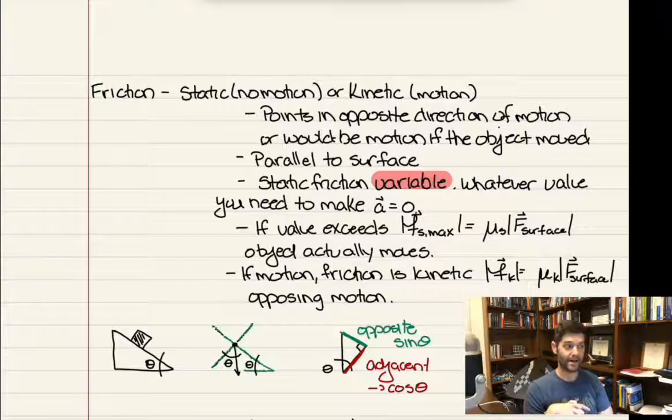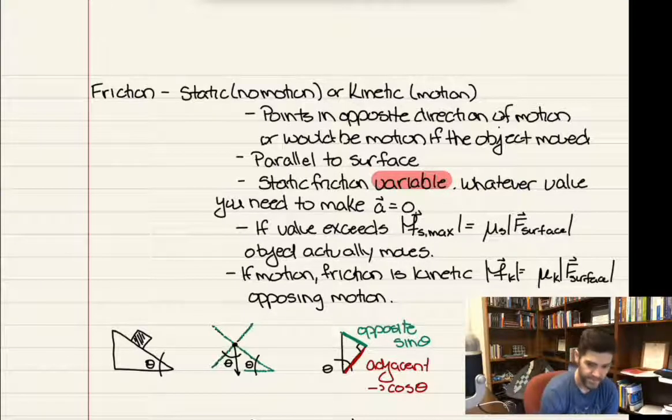Then you need to go back, do the problem again, but now you can't set a equal to 0. There is an acceleration. And the friction in that case becomes kinetic friction, where it is the same formula except a different coefficient out in front, a coefficient that is smaller when there is kinetic motion.